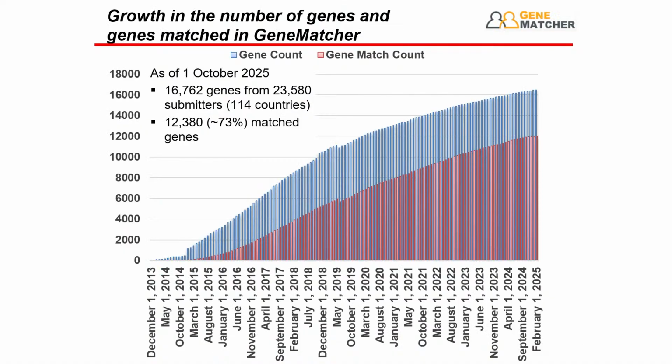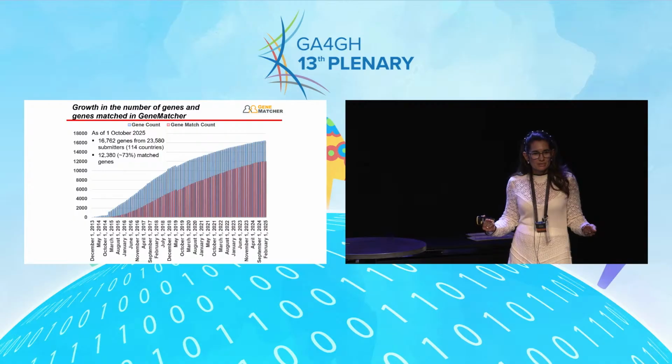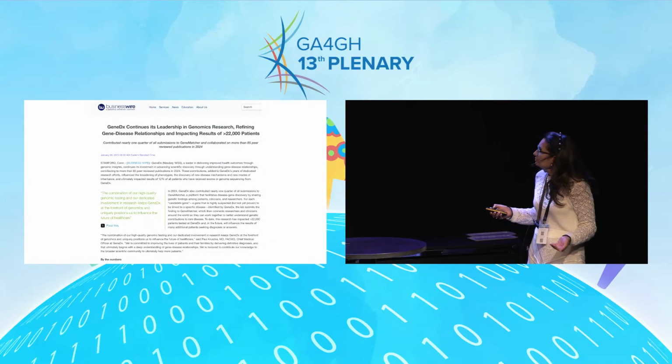And here is the data of GeneMatcher as of October 1st. We have almost 17,000 genes that were submitted by 23,500 users from 114 countries. Of these 16,000 genes, 12,000 of them have matched. Some of these matches went on to be proved to be actually the cause of the disease that is being investigated. Some of them were proved not to be, and some of them are still under investigation.